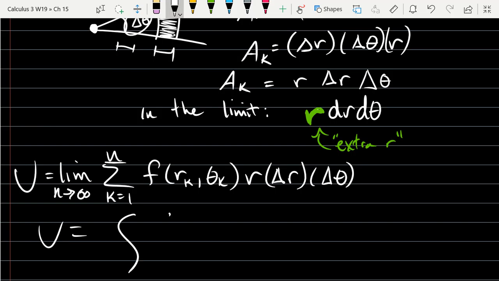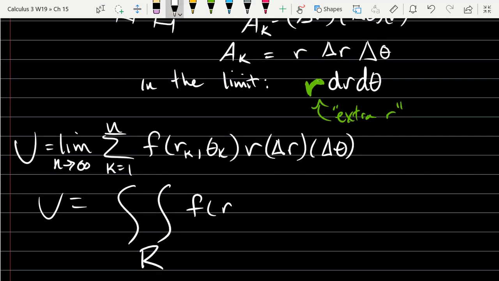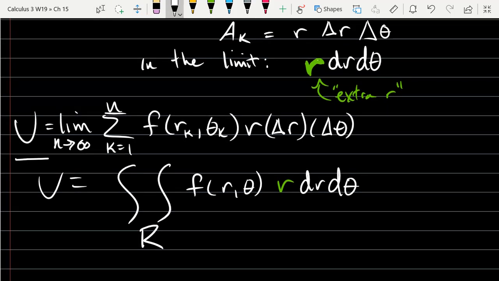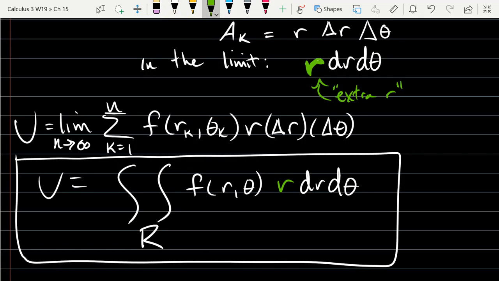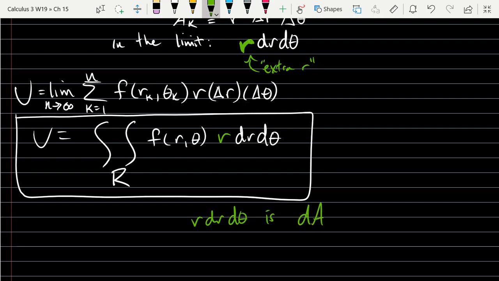And when we take the limit, we're going to have a double integral. We're still over the region R. It's f of r comma theta times r dr d theta. And I'll be consistent and use green. That extra r jumps in right there. So this is dA. r dr d theta is dA, which also has been dx dy or dy dx.